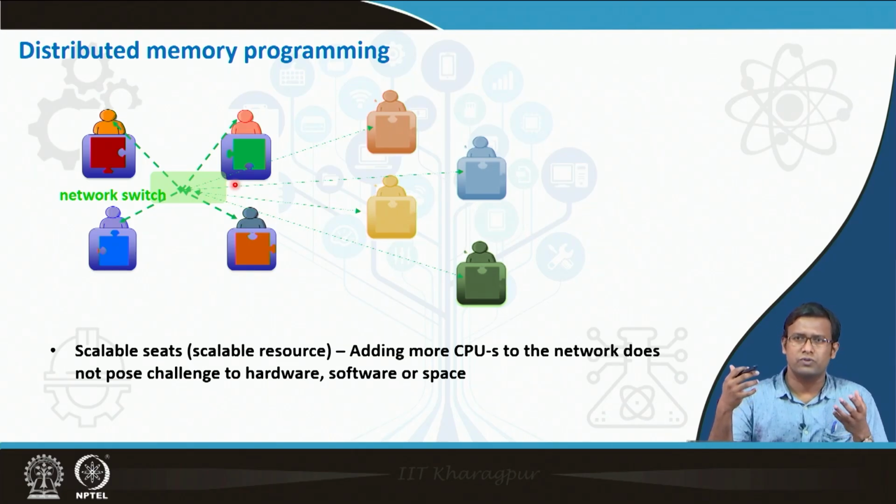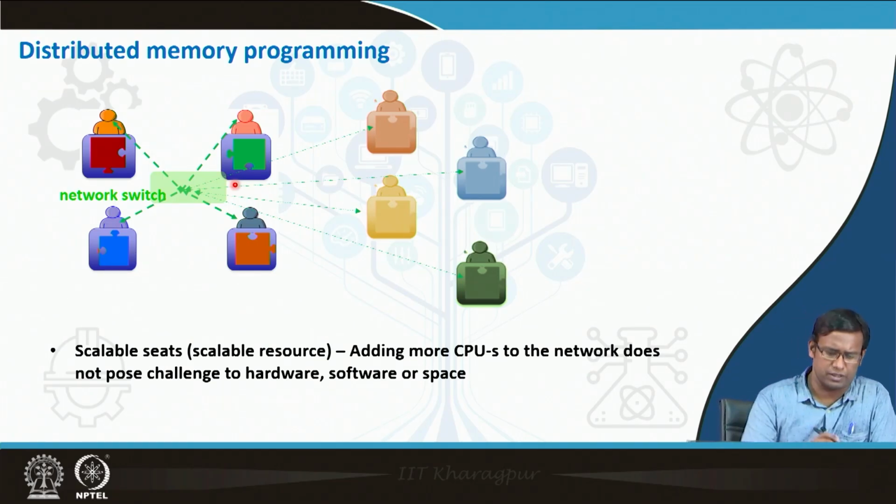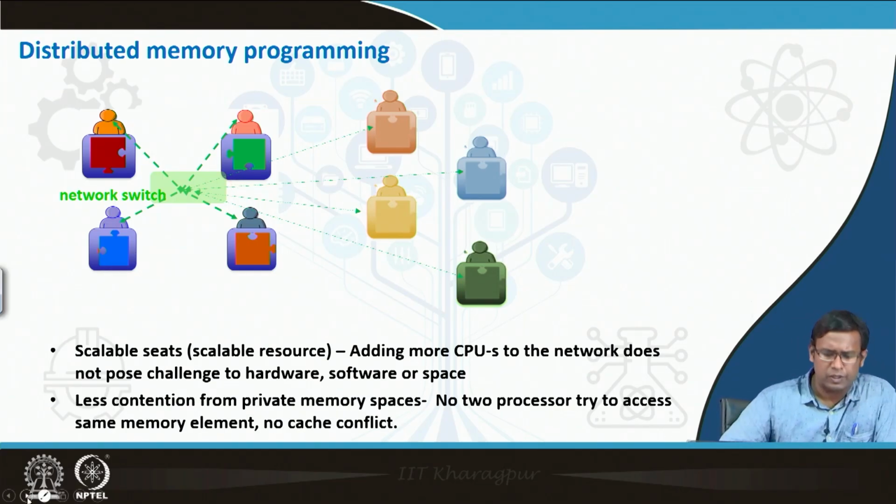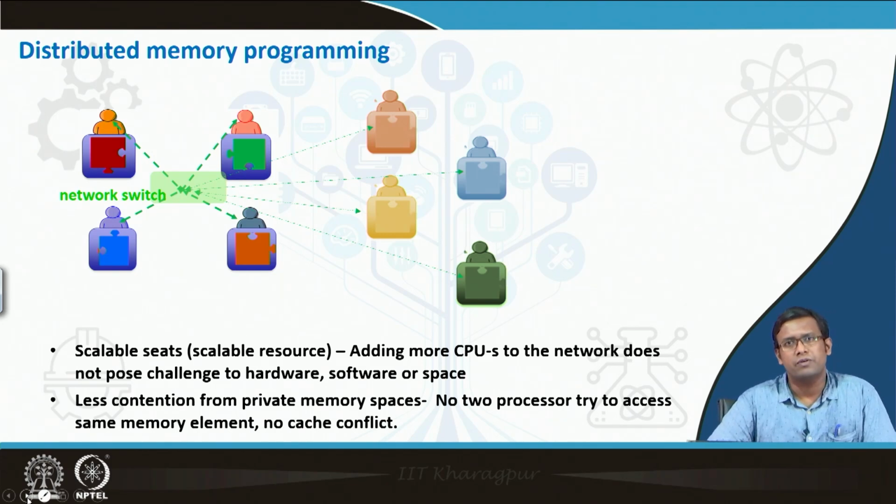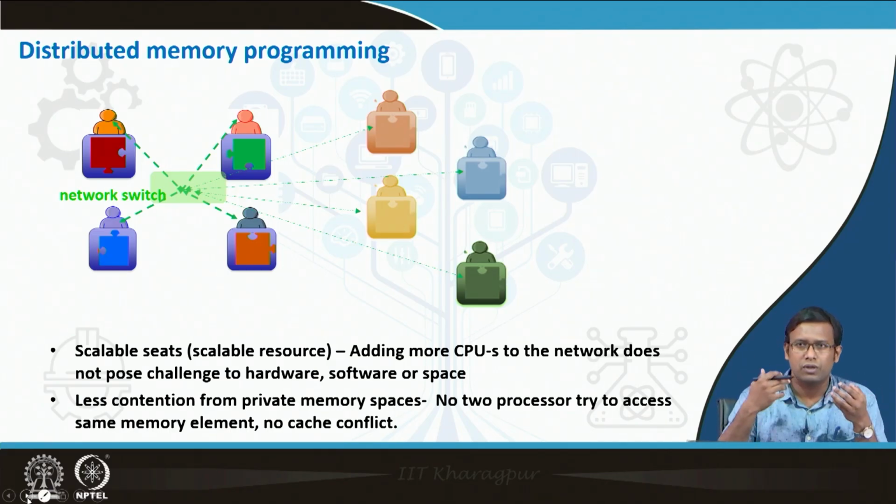We can solve problems which will require many compute hours, because we can use a much higher number of processors compared to the shared memory system. This is the biggest advantage here. There is also less contention from private memory spaces, because none of the processors are trying to access the same memory element. There is no cache conflict. There is no requirement of using a cache coherence protocol.